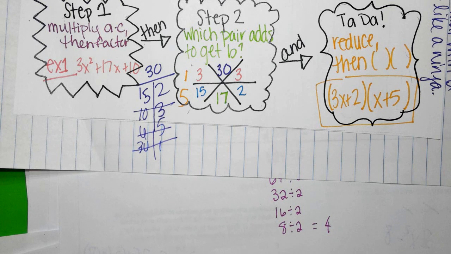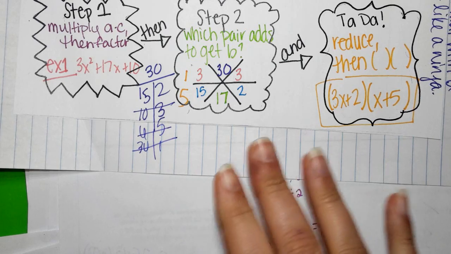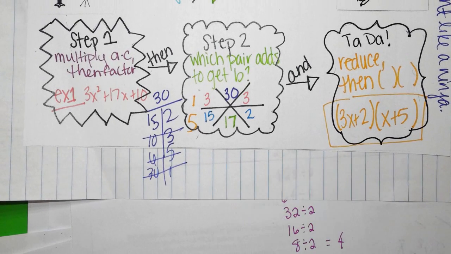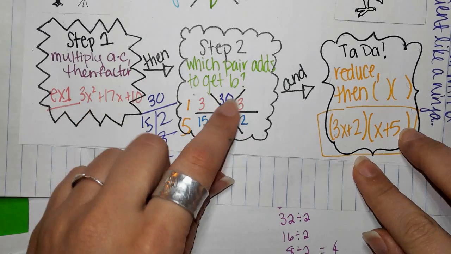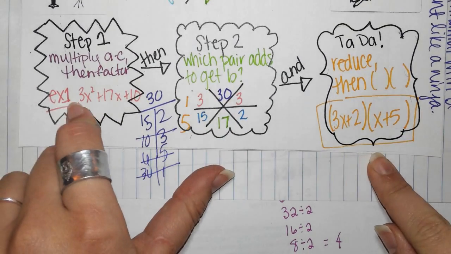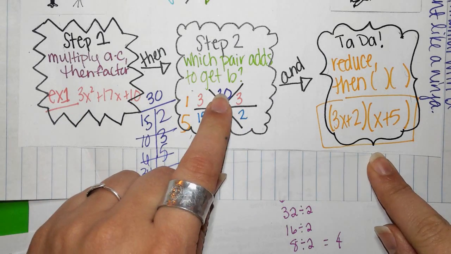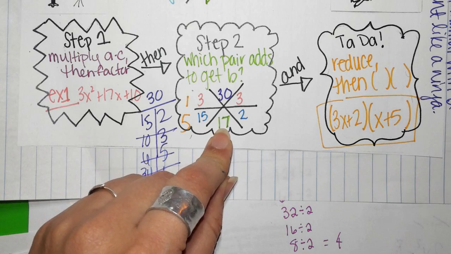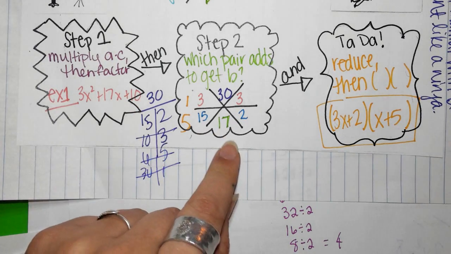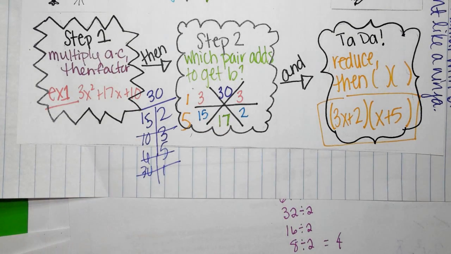Now, I know that may be a little confusing, but we're going to walk through it again. Is everybody ready? Alright, so the first thing we do is we multiply A times C, and then we factor it after we put it in our star. So we multiplied 3 by 10, and we got 30. We put 30 on top, 17 on bottom. So we needed 2 numbers that multiplied together give us 30, added to give us 17, and that's 15 and 2.